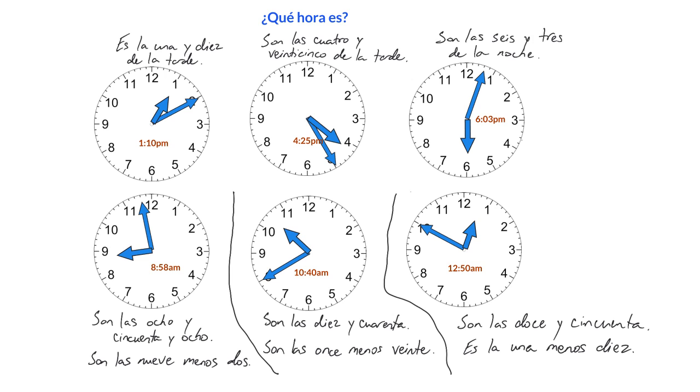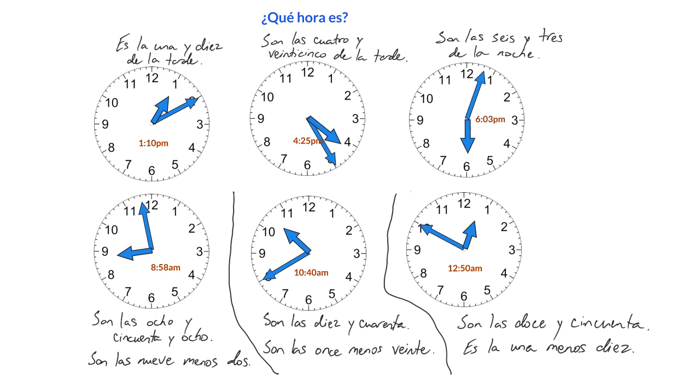For the top 3 clocks, the minute hand is on the right side of the clock, so there's only one way to say what time it is. Es la 1:10 de la tarde for the first clock. For the second clock, son las 4:25 de la tarde. Son las 6:03 de la noche. It is 6:03 at night. That's the third clock on the top row.